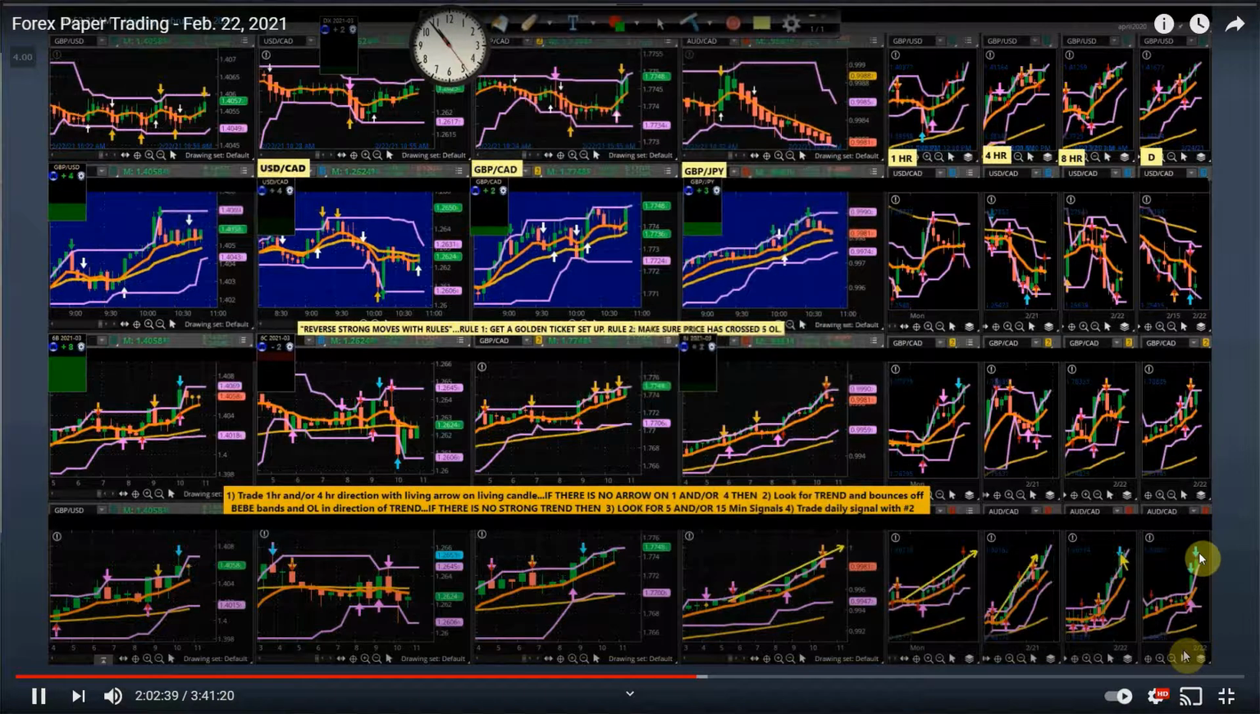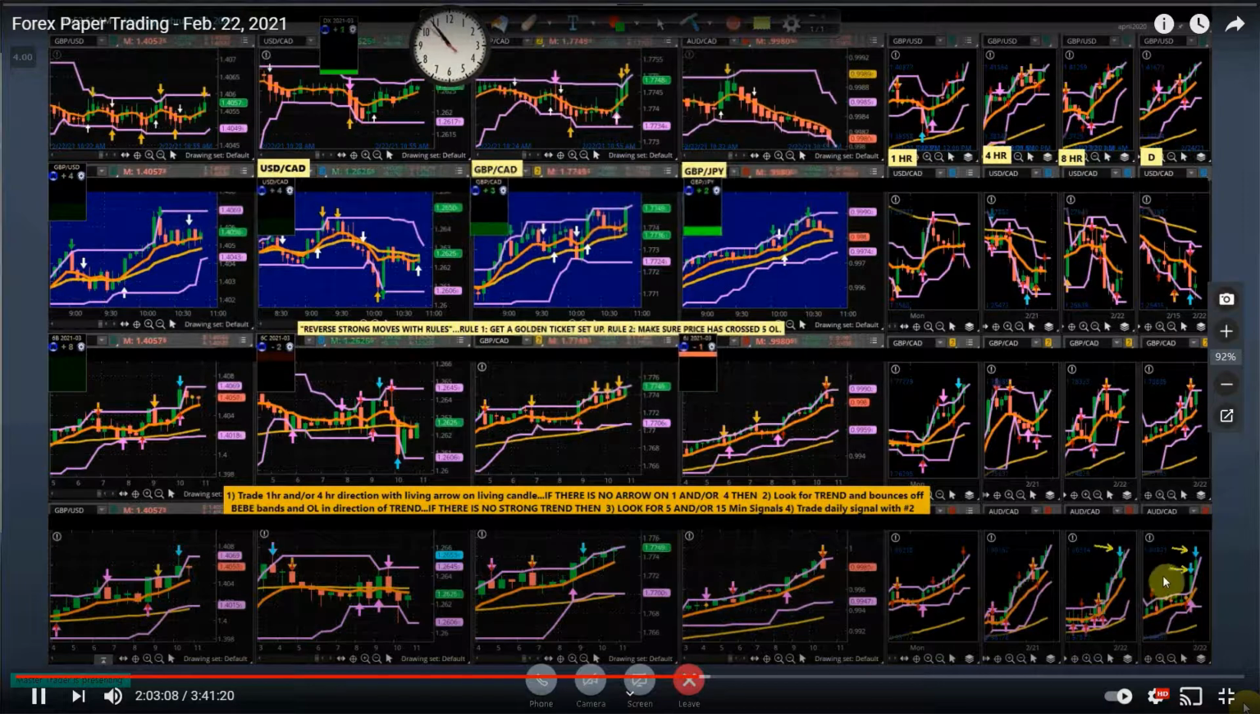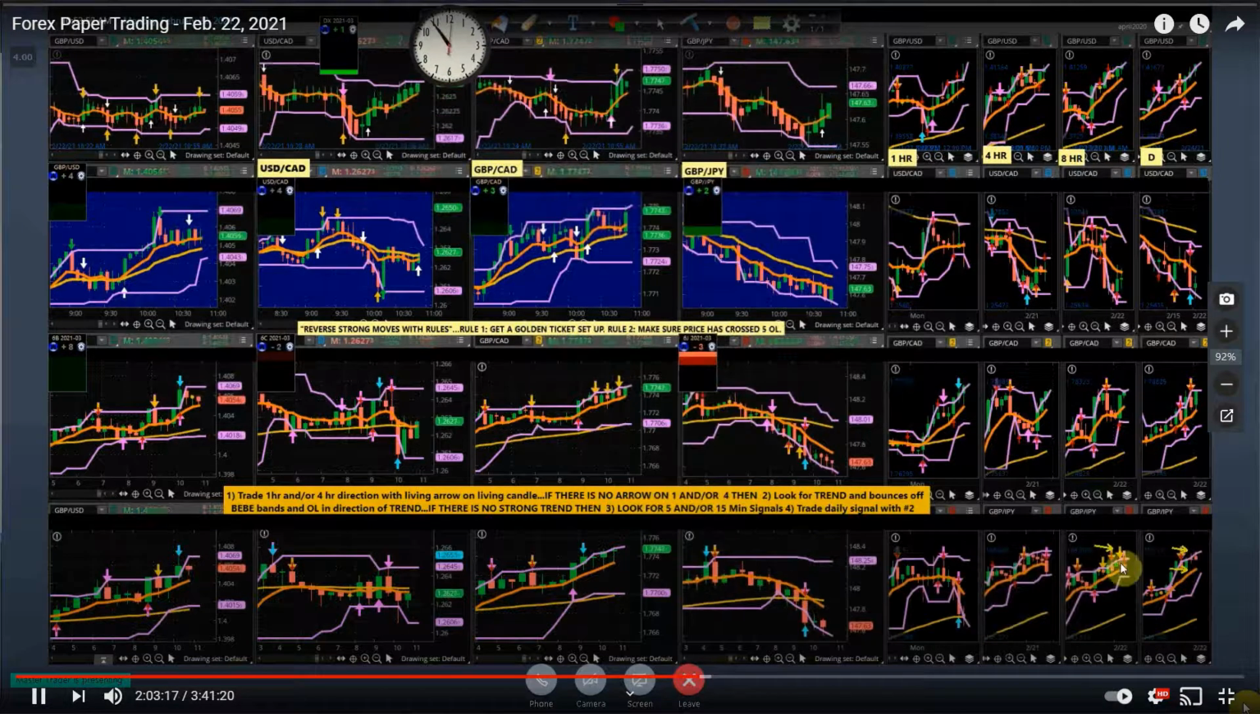What the hell happened there? Oh, MT's changed the chart. We'll have to wait a minute till MT's put the charts right. There you go. Okay, see? Disappears.